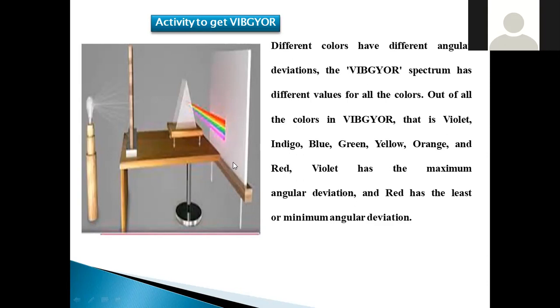This is purely because of dispersion of light. And one thing we are going to discuss here is that all 7 colors will appear on this. Out of all the 7 colors of VIBGYOR, violet, indigo, blue, green, yellow, orange, and red, violet has the maximum angular deviation. The angular deviation of these colors is extremely high, and among all, red has the minimum angular deviation. Red color angular deviation is very less.